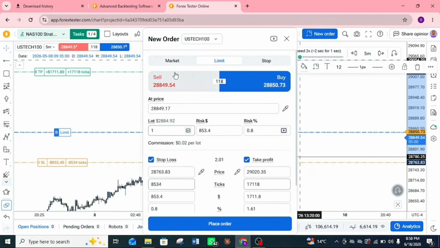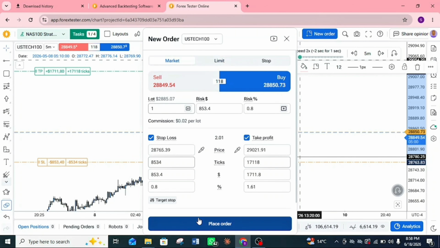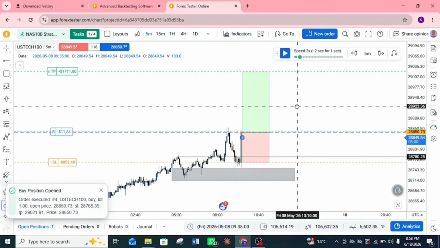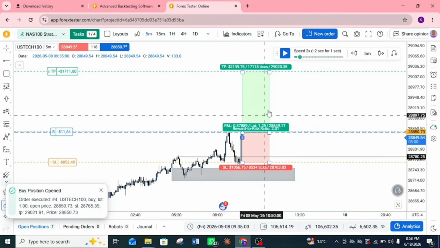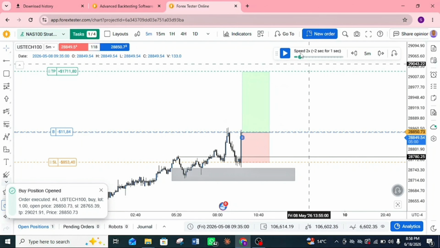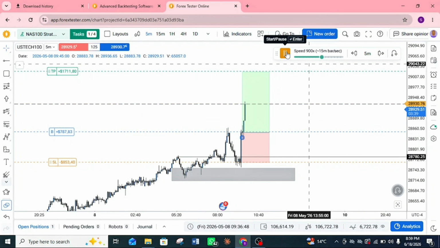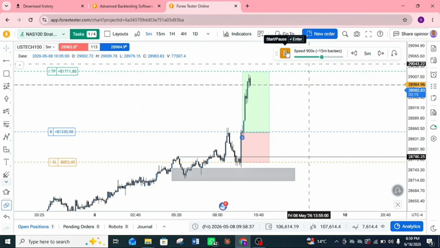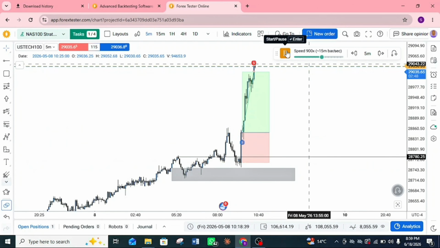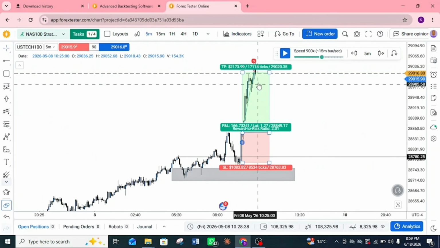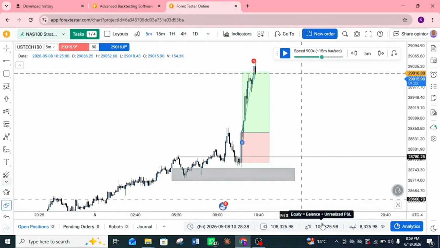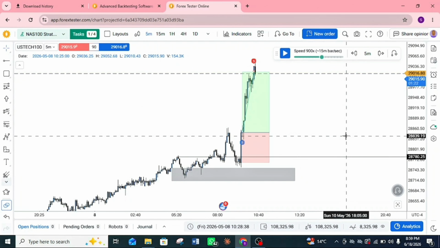Let's place the trade, market, place order, stop loss below the order block, take profit 1 to 2. Increase the speed, let's let it play out. Okay, that was a quick one. We're left with 2%.